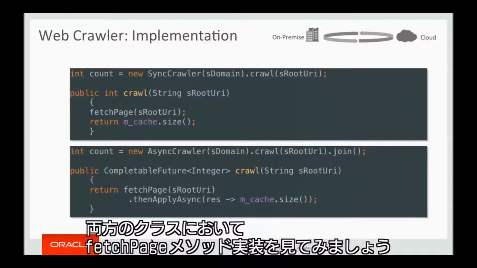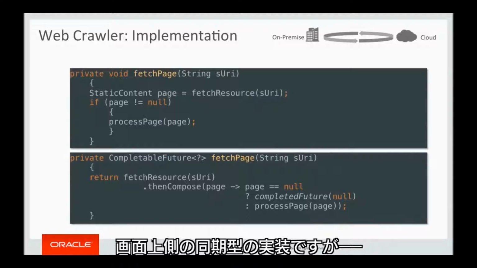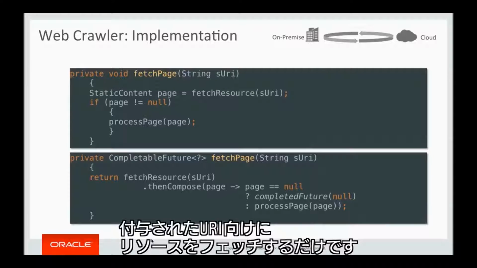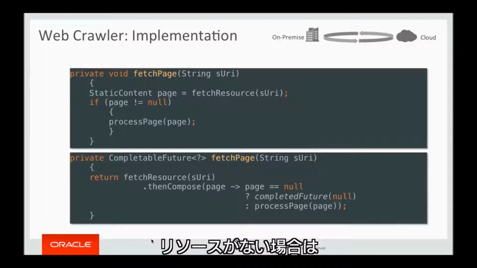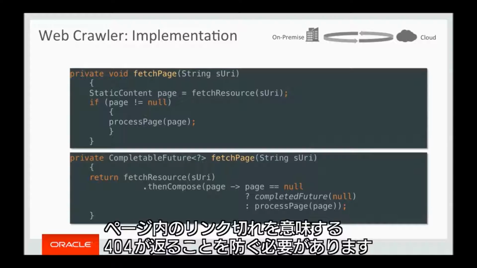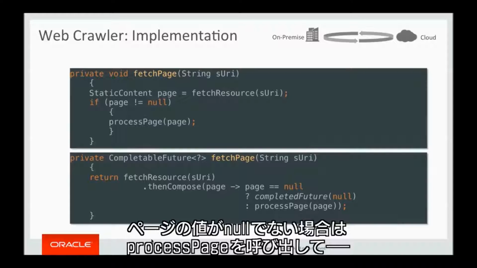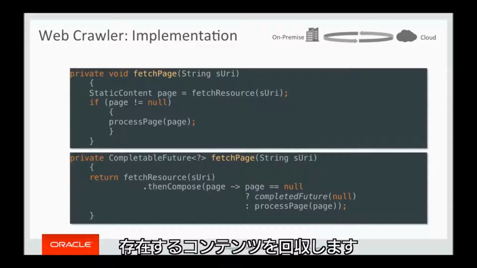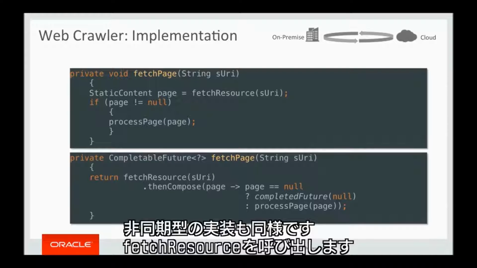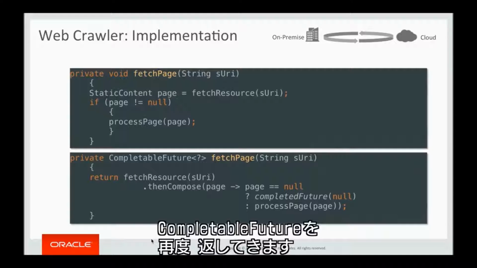So let's look at the fetch page method in both cases. The synchronous implementation on top basically just calls fetch resource for a given URI, and if the resource is not null, because we need to guard against cases when the request might return 404, we might have broken links in the page, then we call process page with the retrieved static content. Similarly, for the async implementation, we call fetch resource, which again returns a CompletableFuture.